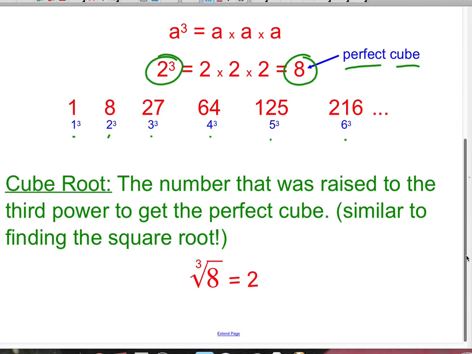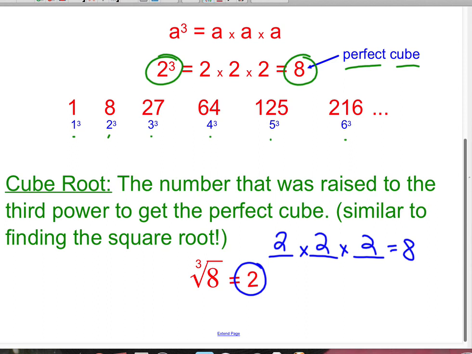So if I want to find the cube root of 8, I have to think in my head, what times itself again times itself again equals 8? Well, good thing for you, I listed up above some of the more common cubes and cube roots that you'll be finding. So the cube root of 8 is 2, because it was 2 times 2 times 2. So hence the answer of 2.